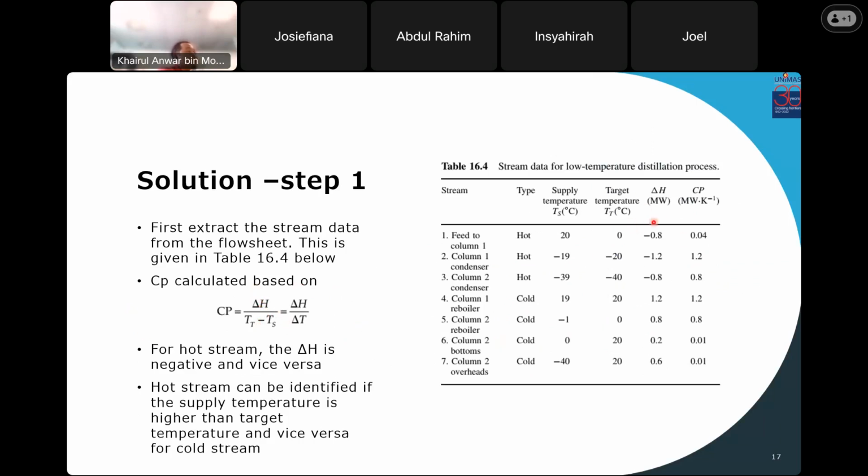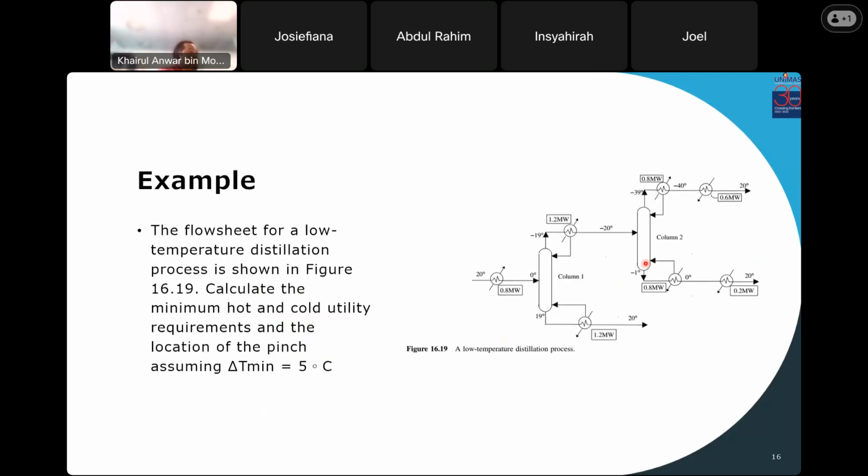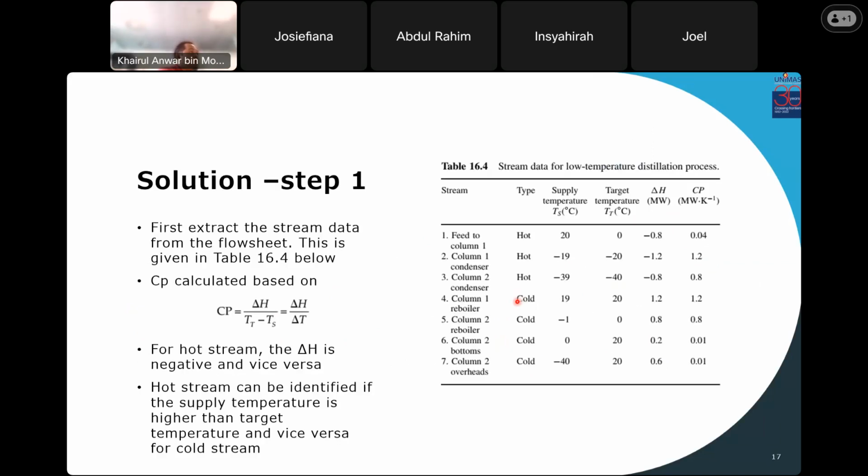So delta H, as I said, is given for this case. For a hot stream, the delta H is negative. For a cold stream, the delta H is positive. We calculate for CP. For a hot stream, the delta H is negative, and vice versa. A hot stream can be identified if the supply temperature is higher than the target.